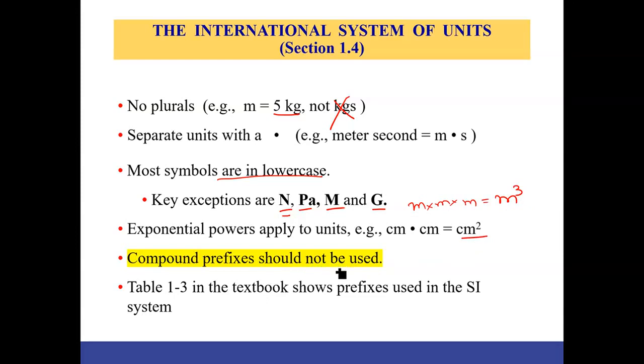Compound prefixes should not be used. So if we have a quantity that has units in both numerator and denominator, for example, density, kilogram per meter cube, we should not use compound prefixes. That means do not use a prefix in both the numerator and the denominator. We use it only in the numerator.